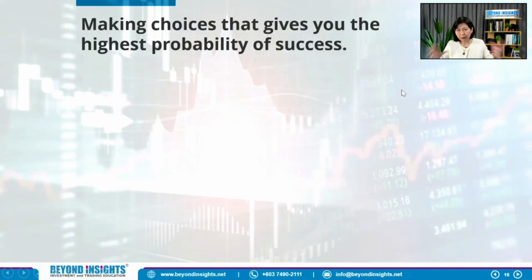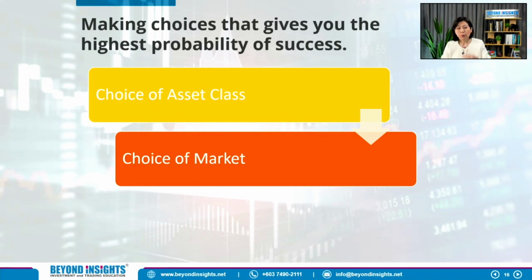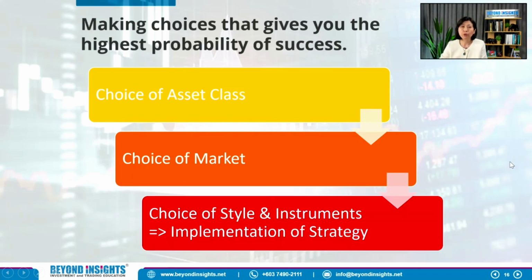So having seen the big picture over here, the most important is how do you make choices that give you the highest probability of success. This is one of the top-down approaches that I use. First, you choose the asset class, and if you are new, then stock is the best asset class for you to go for. The next one is which market. As I mentioned earlier, the US stock market is one of the best, most consistent performing financial markets I can choose. And third is how you want to trade it, like the specific trading styles and instrument.